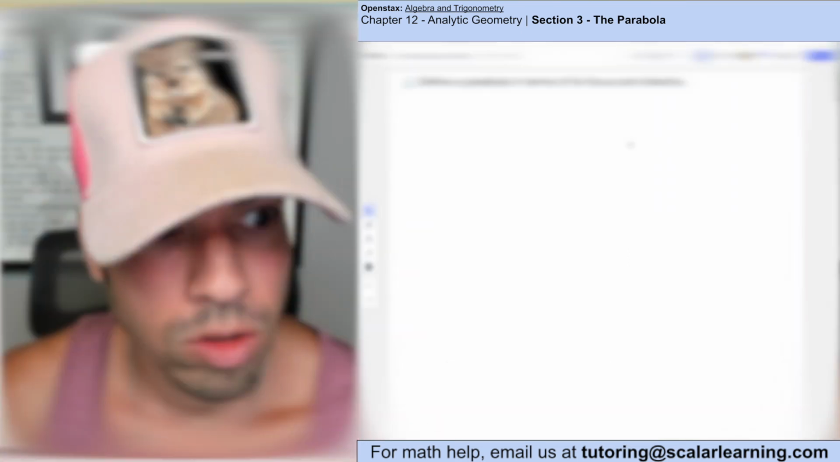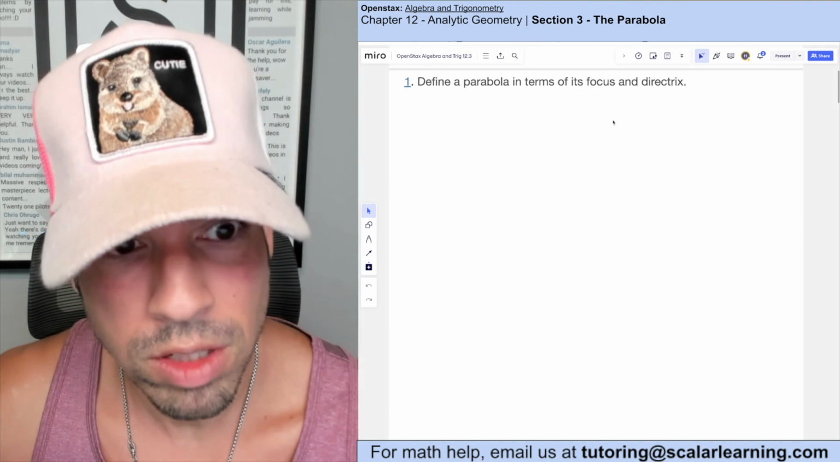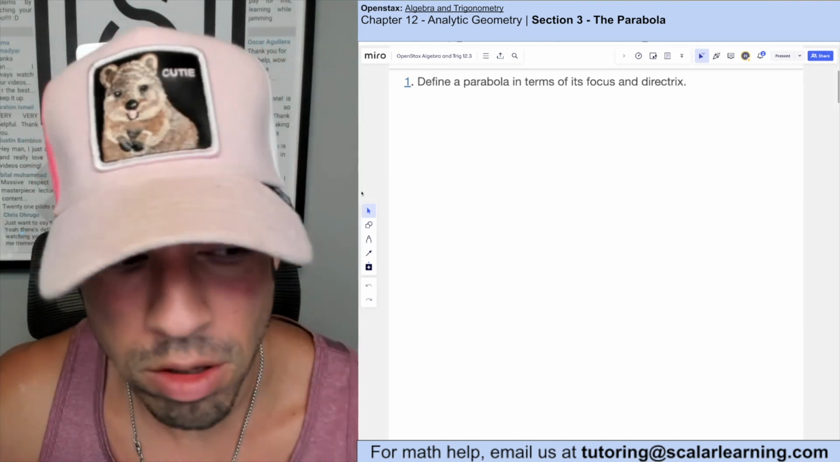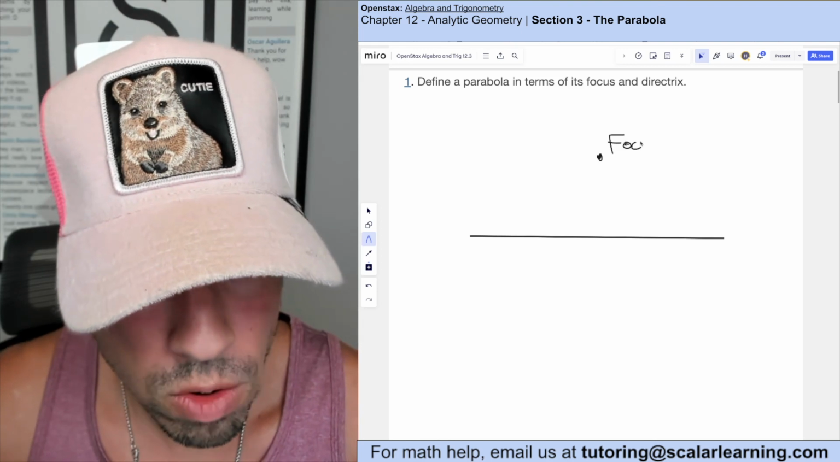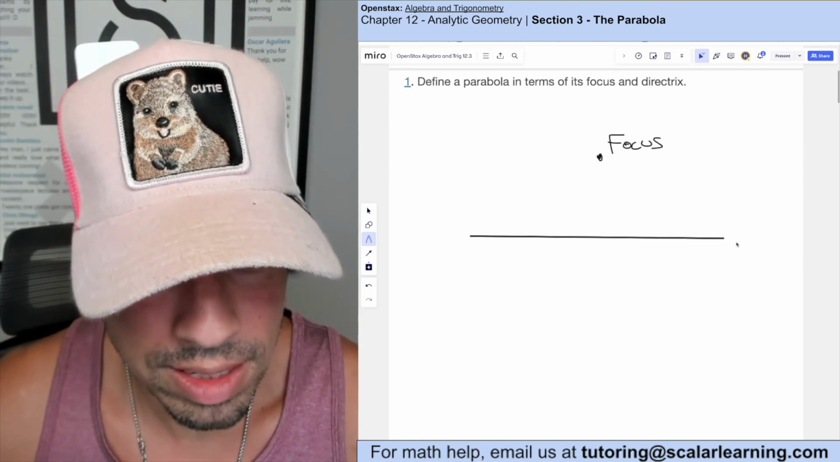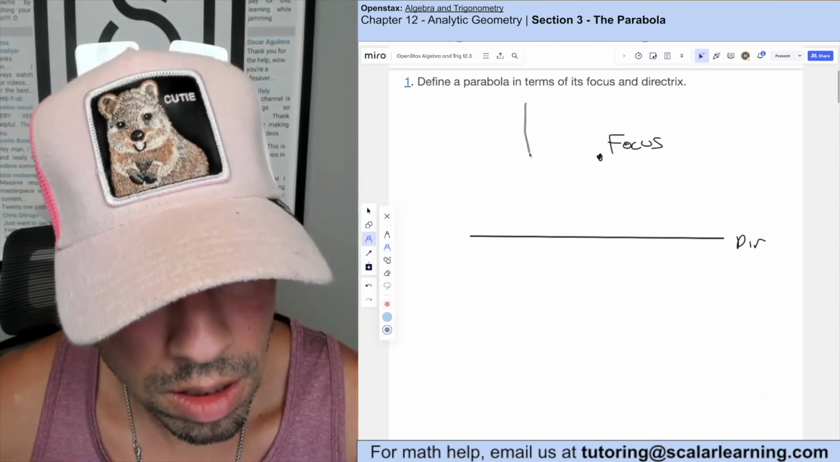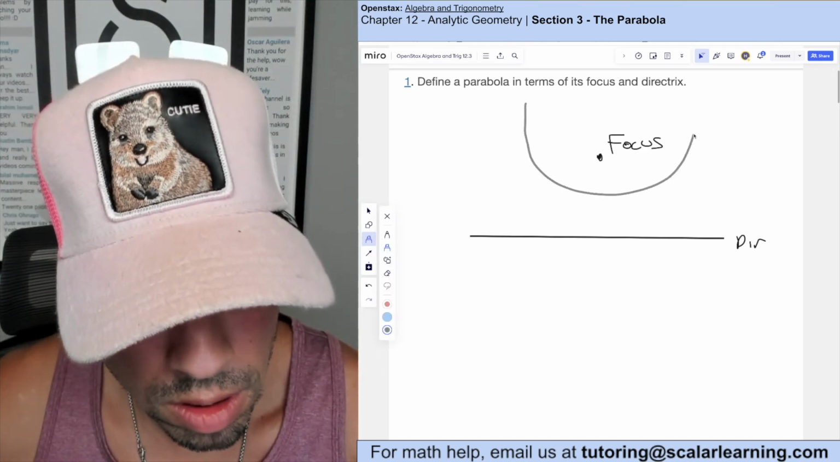Let's do it. So we're defining a parabola in terms of its focus and directrix. Let me draw each one out and show you exactly how it relates to the parabola. So we're going to call this the focus of a parabola, and this is going to be the directrix. It's like a line like this. The parabola is going to come around like this.